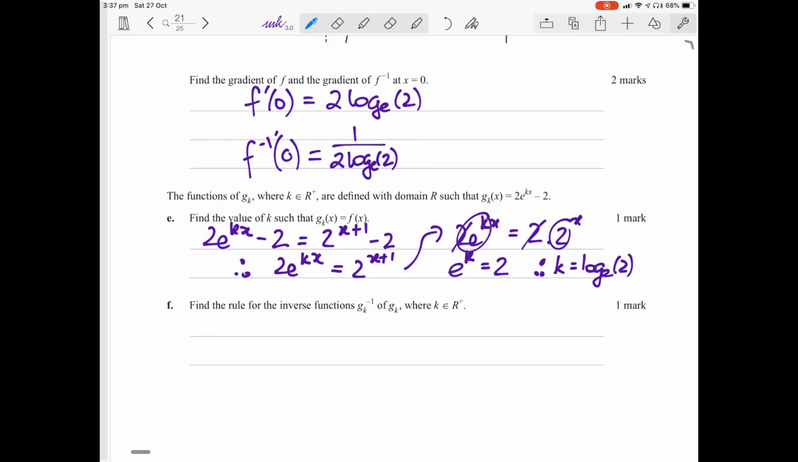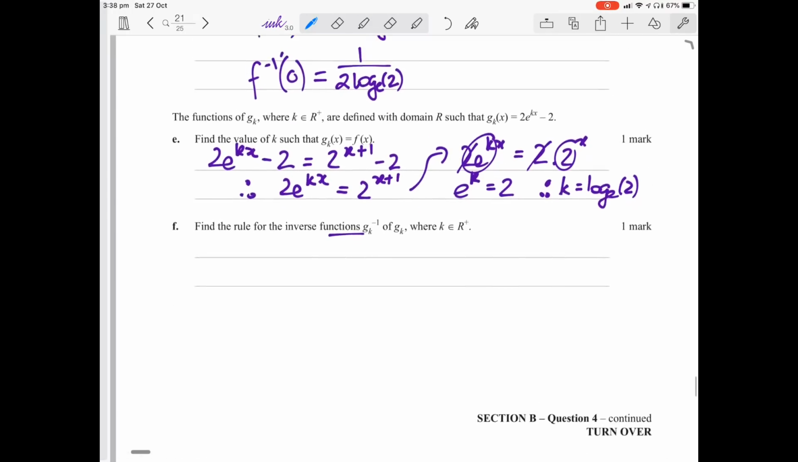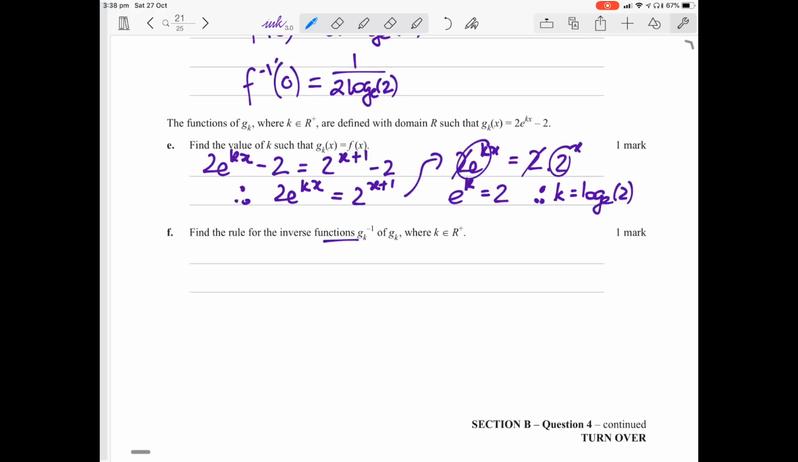Find the rule for the inverse functions. There's more than one. g inverse of k, g of k. Okay, so g k inverse of x is going to be 1 on k log e of x plus 2 on 2.